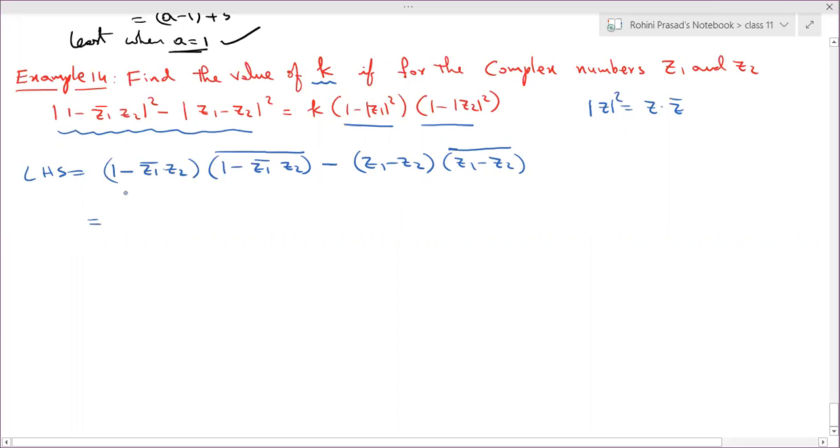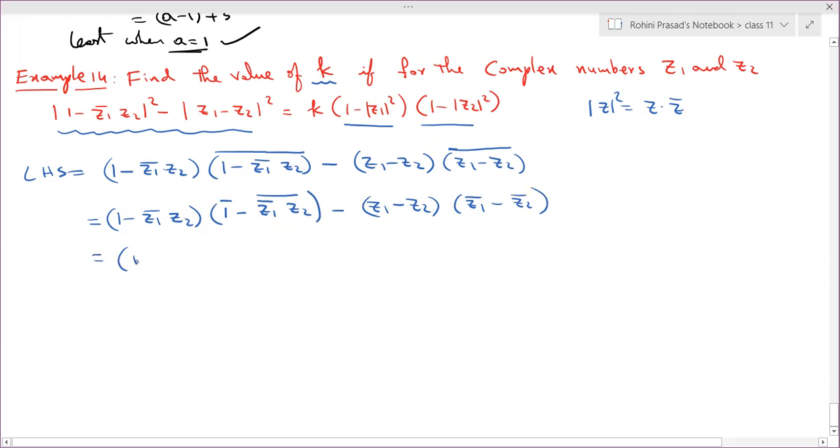So now if you simplify this, 1 minus z1 bar minus z1 bar into z2. The conjugate of the first factor minus the second: the conjugate of the first complex number minus the second number is the conjugate of the first one minus the conjugate of the second one. The conjugate of 1 is 1 itself. So the conjugate can be separated for both the terms, and this is z1 minus z2. Here also the conjugate can be separated for both terms, z1 minus z2 conjugate.